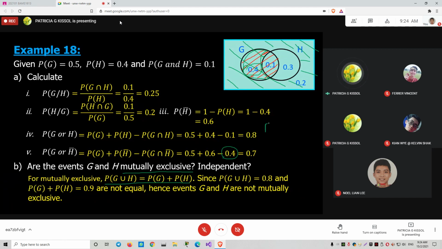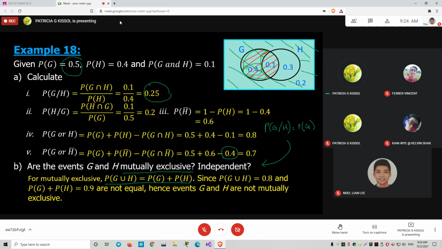Or you could use probability of G given H must be equal to probability of G. They must be equal. Then they are independent. So we use this to prove. We have obtained probability of G given H is 0.25 and probability of G is 0.5. They are not equal. So therefore, they are not independent as well.